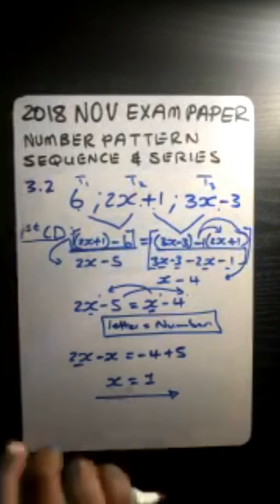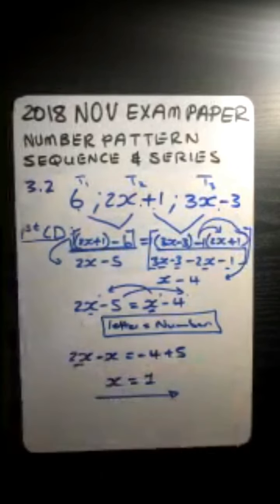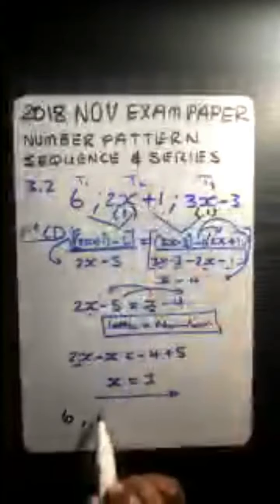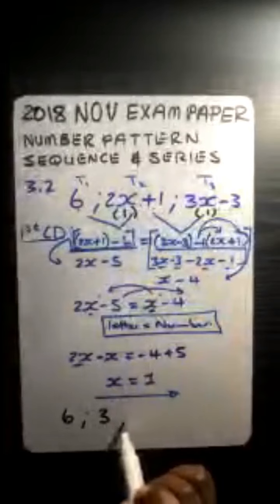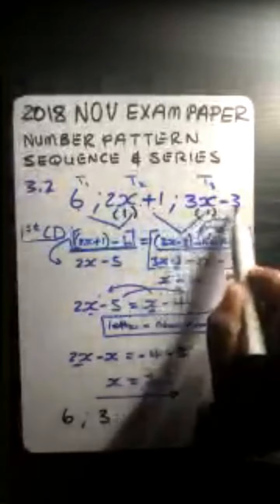Let's try to check if that one is correct, ladies and gentlemen. So that means we substitute 1 where we see x over there, and we also substitute it there. Then what sequence are we having when we substitute? We're going to have 6. So what is 2 times 1 plus? This is 3, ladies and gentlemen. Let's see on that one. 3 times 1 is 3 minus 3 is 0.